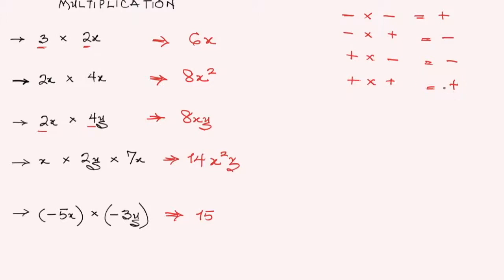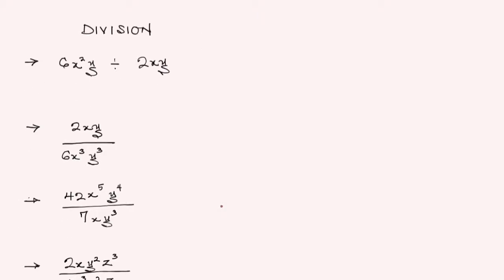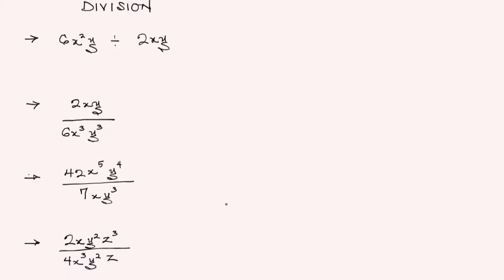So here, minus times minus gives us plus, 5 times 3 gives us 15, and then x multiplied by y gives us xy. So that's how you multiply monomials. Now let's go to dividing monomials. The first question says 6x squared y divided by 2xy.